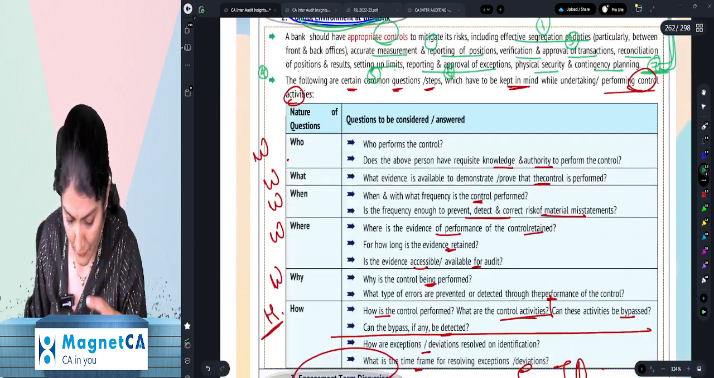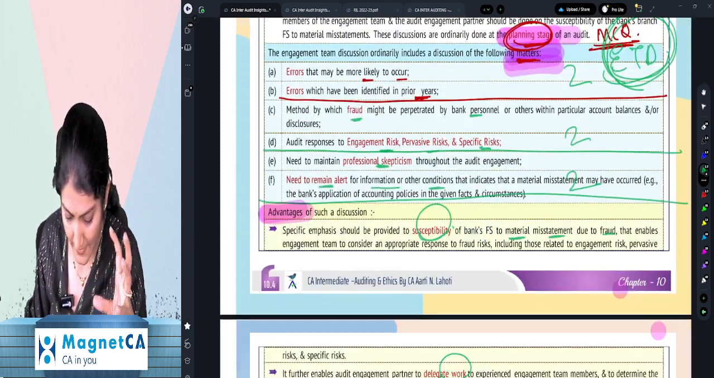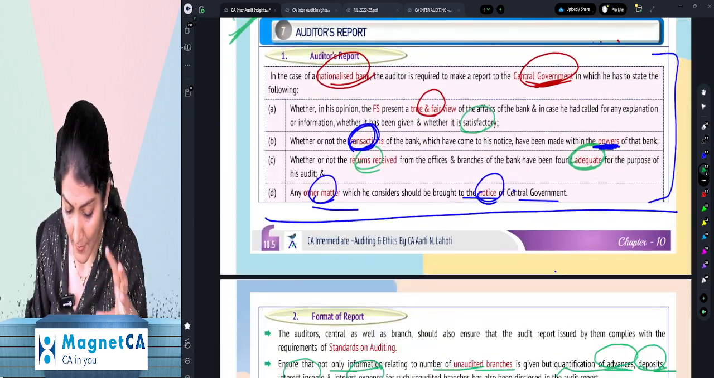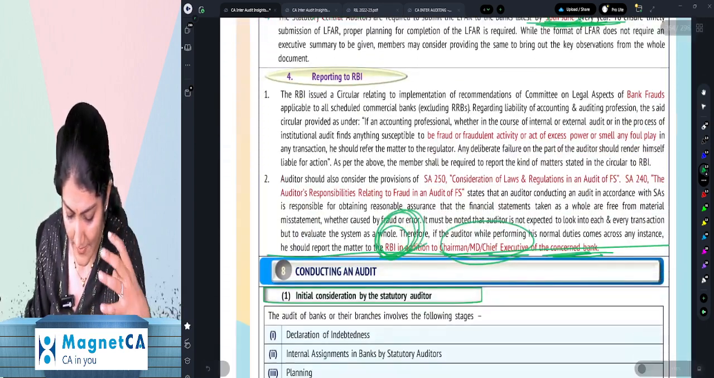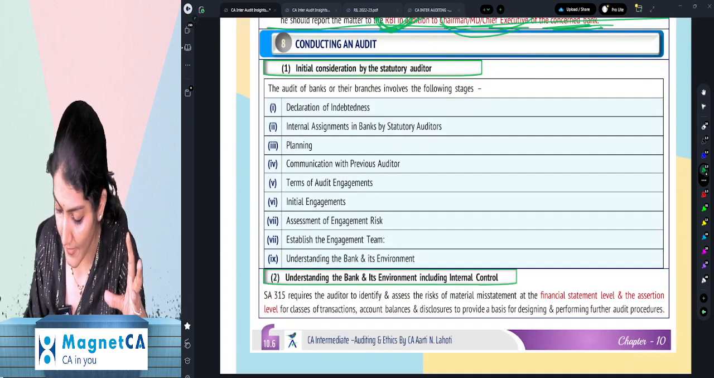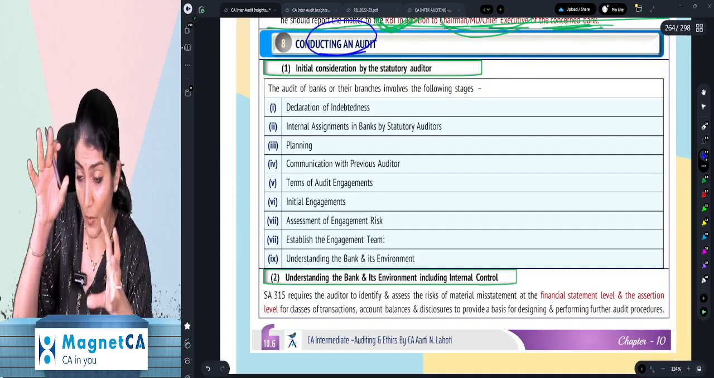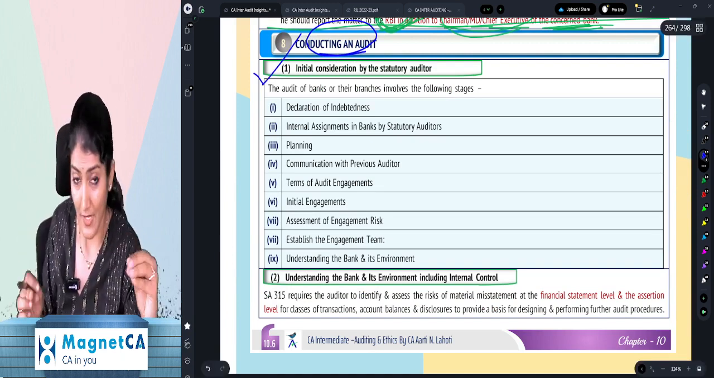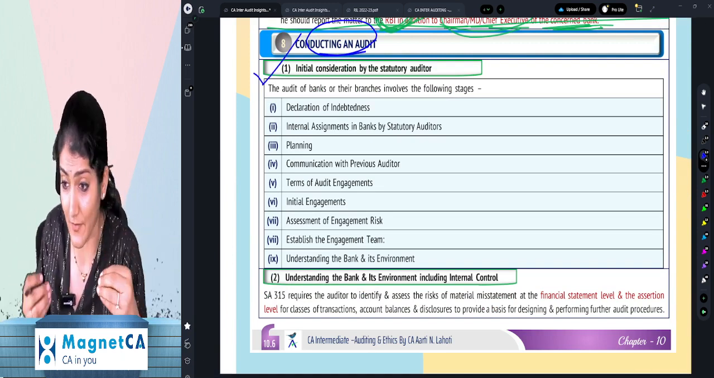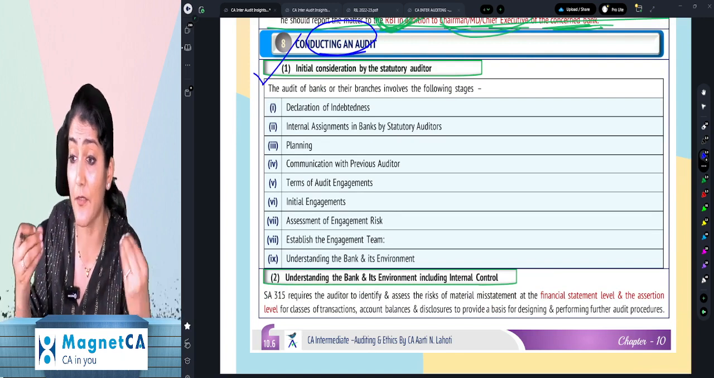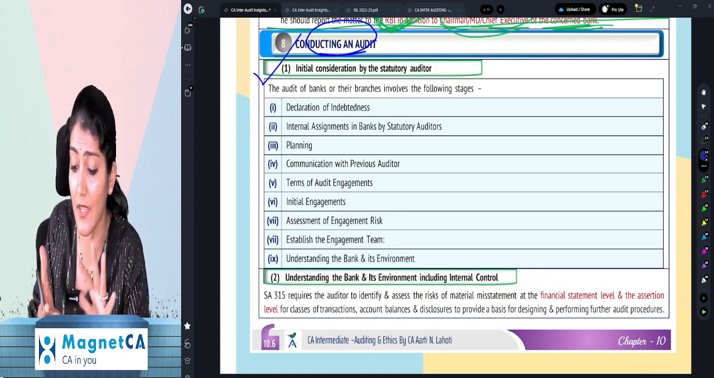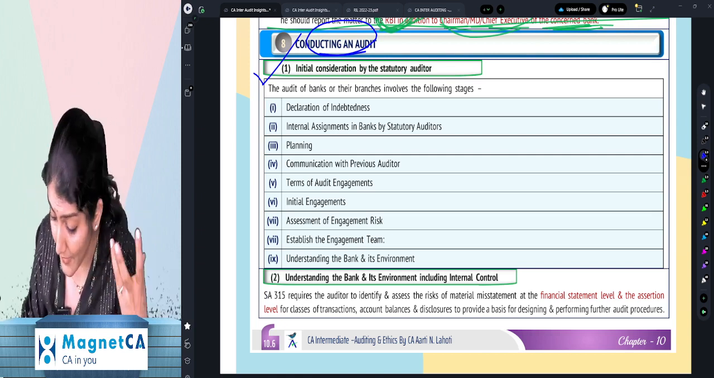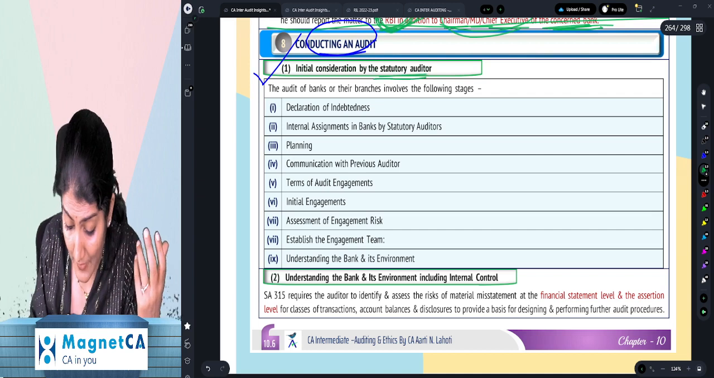Right, and then drawing an audit plan, ETD, engagement team discussion, financial statements, appointment, remuneration, reporting by the bank auditor. Right, and then we talk about the steps involved in conducting the bank audit. What are the steps involved in conducting the bank audit? Initial consideration. Like, even when a new client approaches us, first what do we do? Acceptance and continuance of client relationship. You remember LEAHEM, SQC1, SA220.